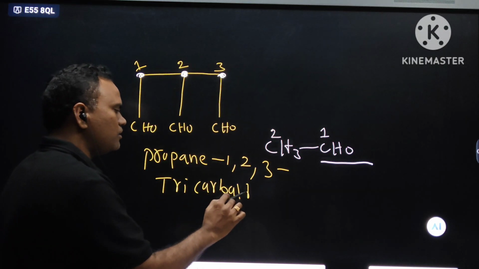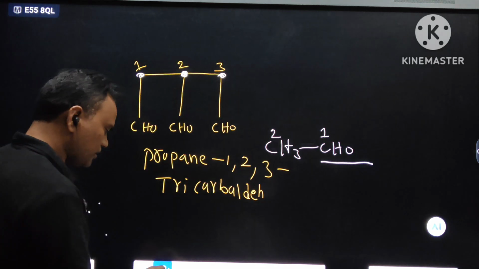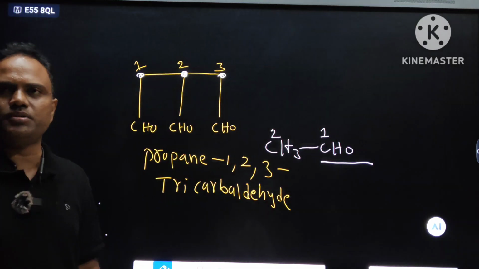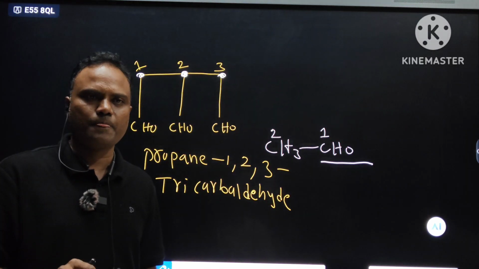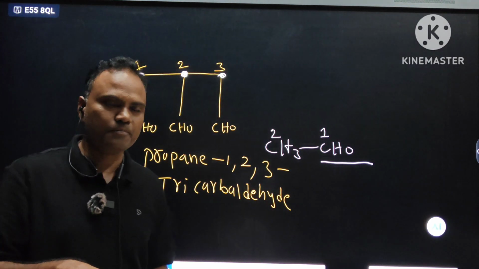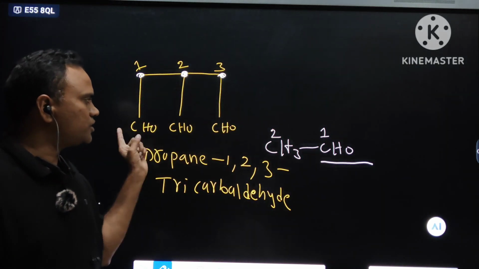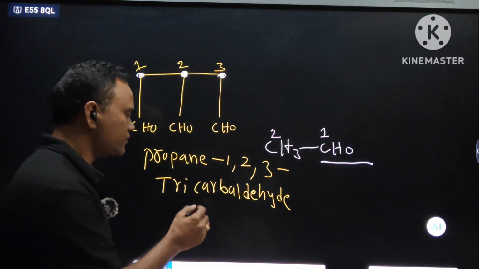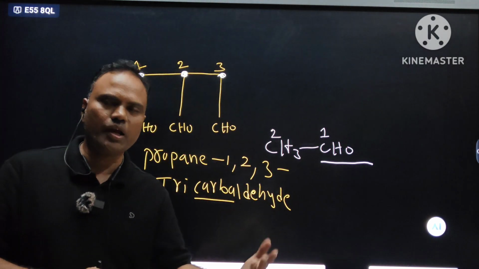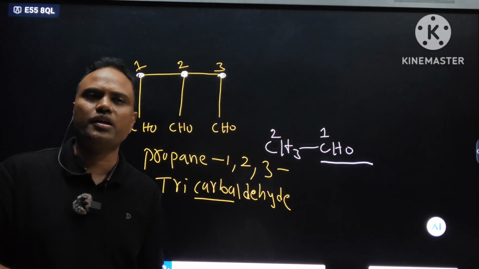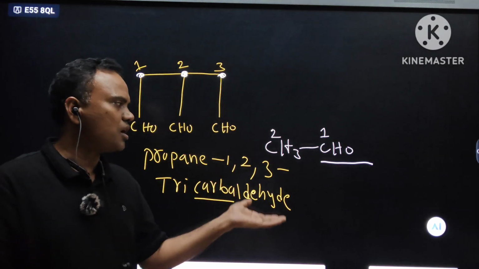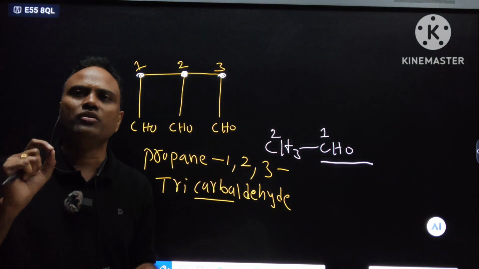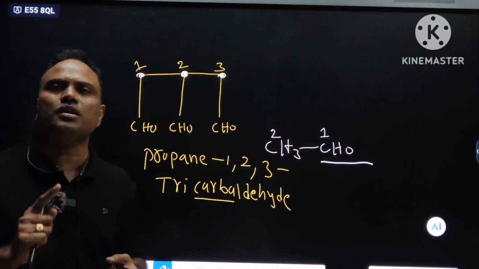carbaldehyde. See, when we use the word carba, the functional group is not included in the numbering. There is no number for the functional group. In this case, you will get a special word: carbaldehyde, carboxylic acid, carbonitrile. The carba special word will come. Otherwise, normal ones: ethanol, methanol, propanol, like that. The carba special word will come when the functional group is not included in the numbering.